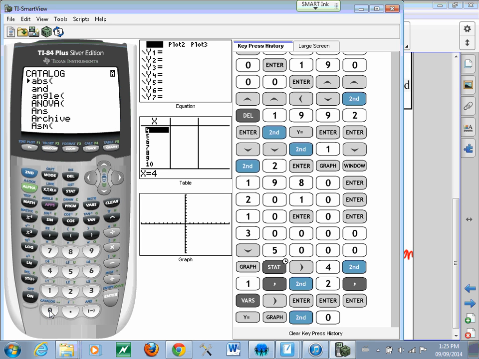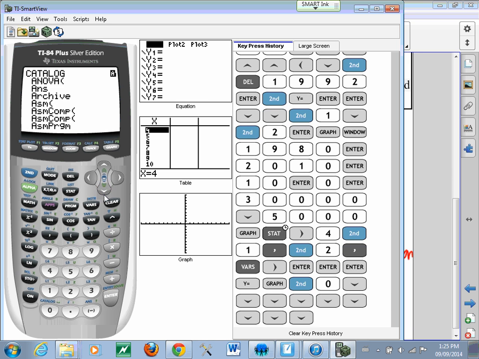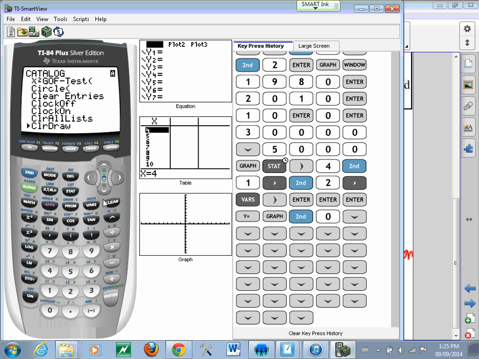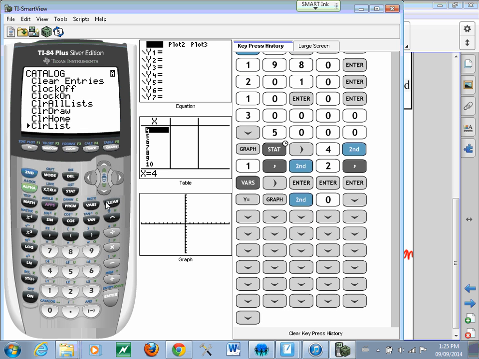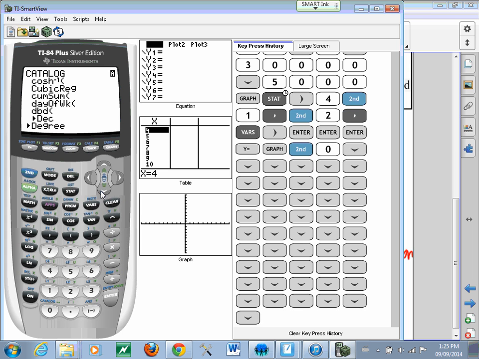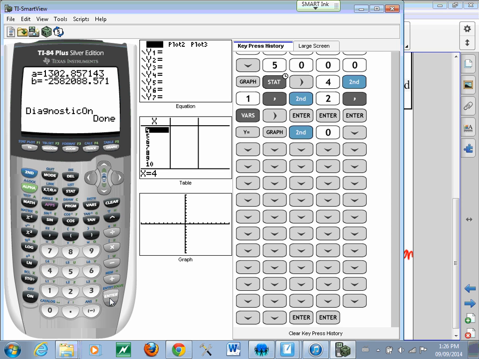So see the catalog, scroll all the way down to diagnostics on. I know it's way, way down there. There's a lot of things in the catalog. Getting close. There's a diagnostics on and off, so you need to have the right one. So see how the arrow is at diagnostics on, hit enter, but we're not there yet. We've got to press enter and done.